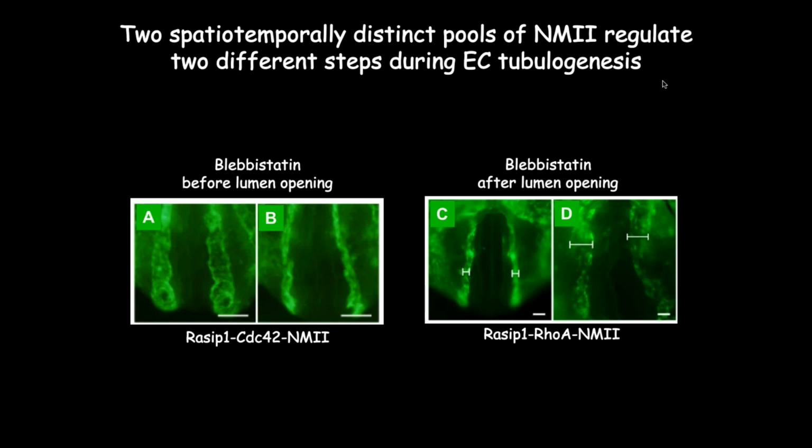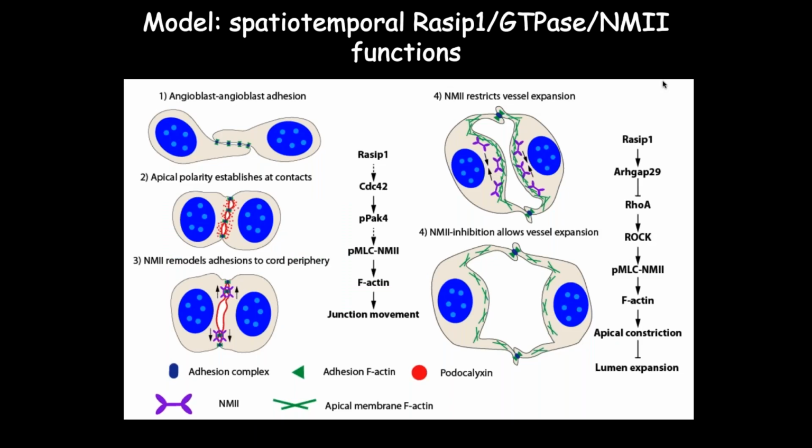If you take an embryo and treat it with blebbistatin, you find that, in fact, the lumens open fine, but they open way too big. What we think is that we've caught a spatiotemporal difference in the use of RAS-IP1 and non-muscle myosin. On the left-hand side, it's a positive role: RAS-IP1 is acting upstream of CDC42 and non-muscle myosin. On the right-hand side, later, RAS-IP1 is doing something completely different using RhoA and non-muscle myosin. And I summarize that here with this model.